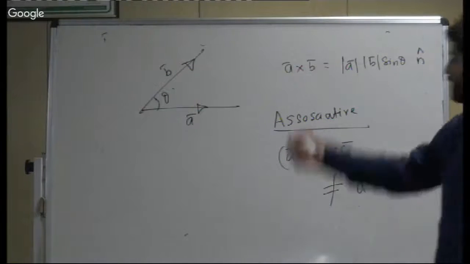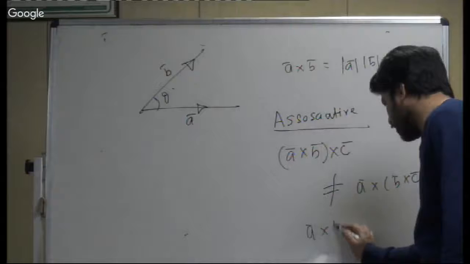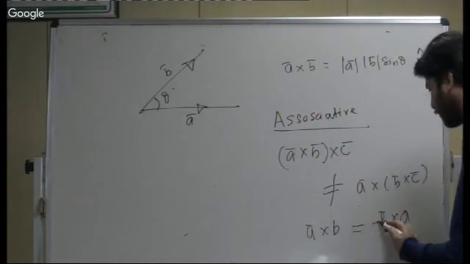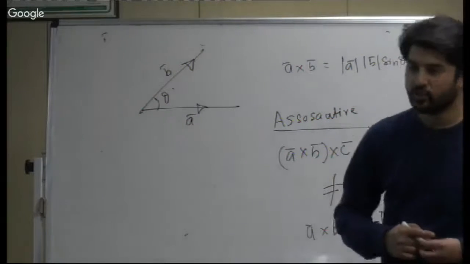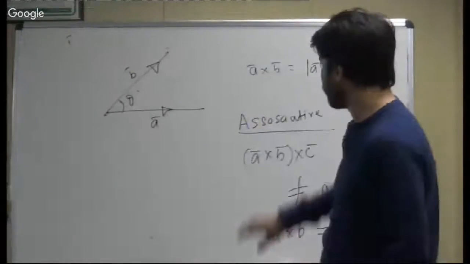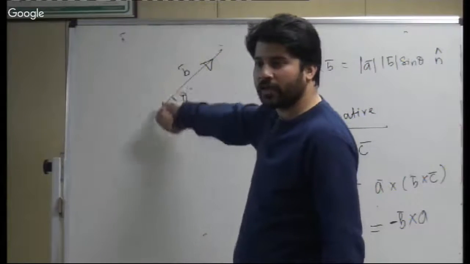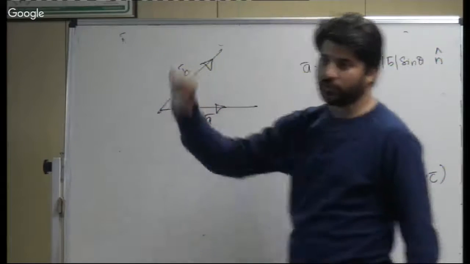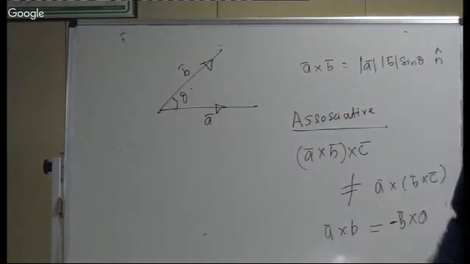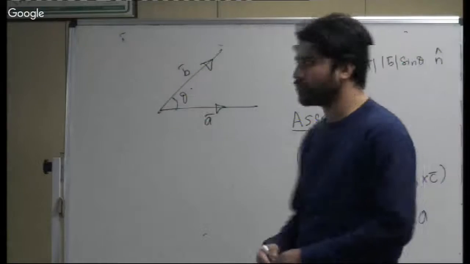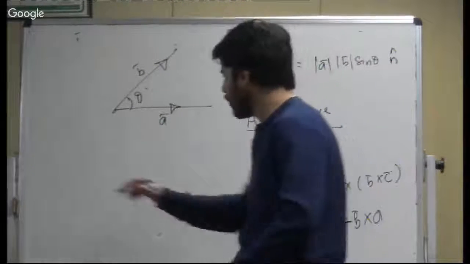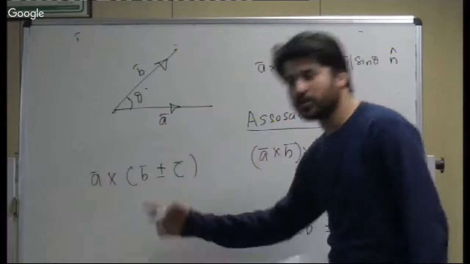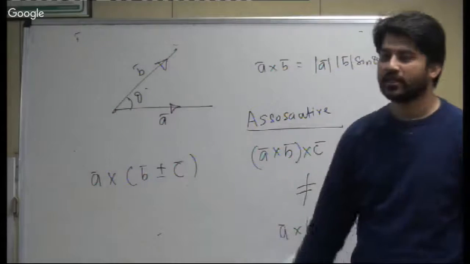The second thing is A cross B and B cross A. That is the commutative law. They are not equal, but if I put a minus sign, they are equal. Magnitude-wise they are equal, but the direction is opposite. A cross B, I am going clock, I am going in. B cross A, I am going anti-clock, I am out. So the direction is opposite. Clear? Distributive law, yes, it follows. A cross B plus minus A cross C, that is the distributive law.